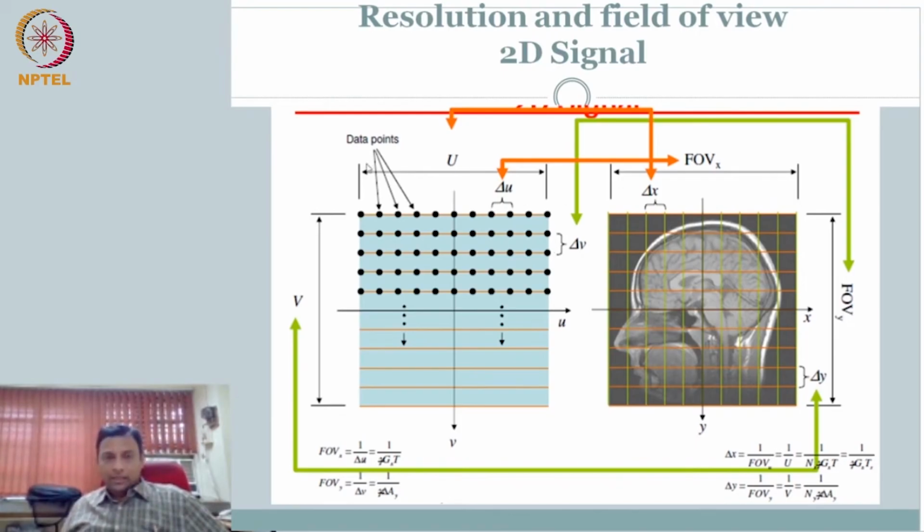So sampling distance in one domain is going to dictate inversely the field of view in another domain. Likewise, the extent, or you can think about it this way: sampling width in one domain, delta x, dictates the extent in another domain, u. If you acquire large u, you can have a smaller delta x. If you acquire large v, you can get a smaller delta y.